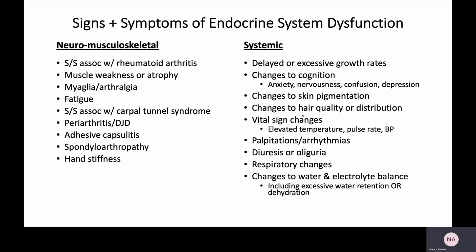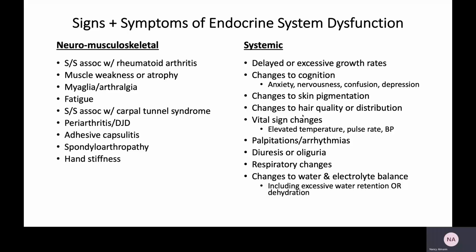You might have signs and symptoms of rheumatoid arthritis, or muscle weakness, or atrophy, or myalgia, muscle pain, arthralgia, joint pain. You might be fatigued. You might have signs or symptoms associated with carpal tunnel syndrome, or symptoms associated with degenerative joint disease, periarthritis, etc., etc. Any one of those symptoms or a combination of those symptoms can also be indicative of endocrine issues.